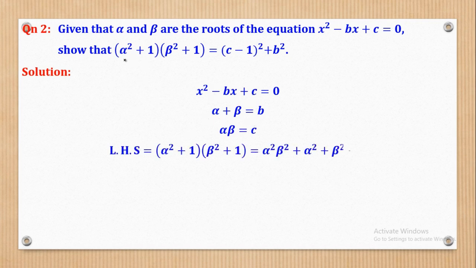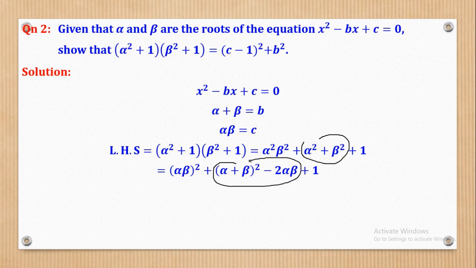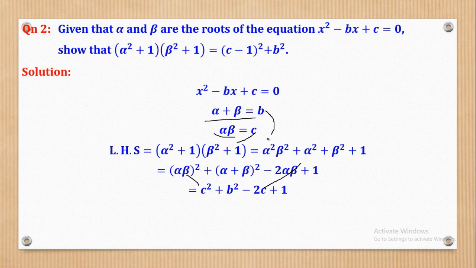Now from this left hand side, starting from this left hand side, you're going to expand this. So open brackets for this side gives you this. Then you shall remember that this one is the same as this. We saw it. Then next is now to substitute for sum and product. Alpha beta is C. So where there is this, we shall put there C. Then alpha plus beta is B. So we shall put here B.